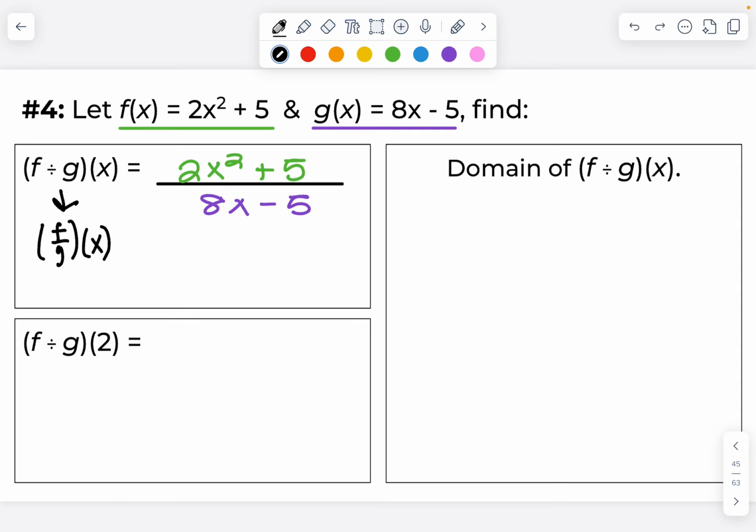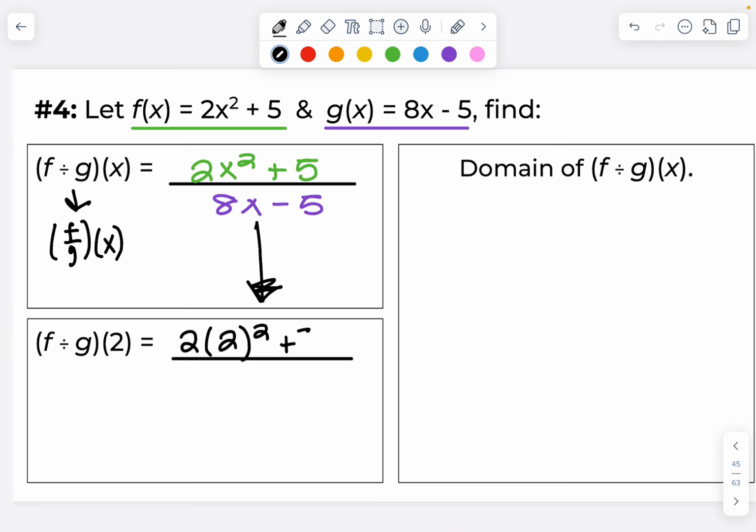When I go to do f divided by g of 2, all I'm going to do is take this and plug a 2 in everywhere I have an x. So it'll look something like this. Depending on your calculator, you can simplify that really easily as one fraction. Typically when I'm showing my work, I'll simplify the top: 2 squared is 4, times 2 is 8, plus 5 is 13. Then I'll simplify the bottom: 16 minus 5 is 11.